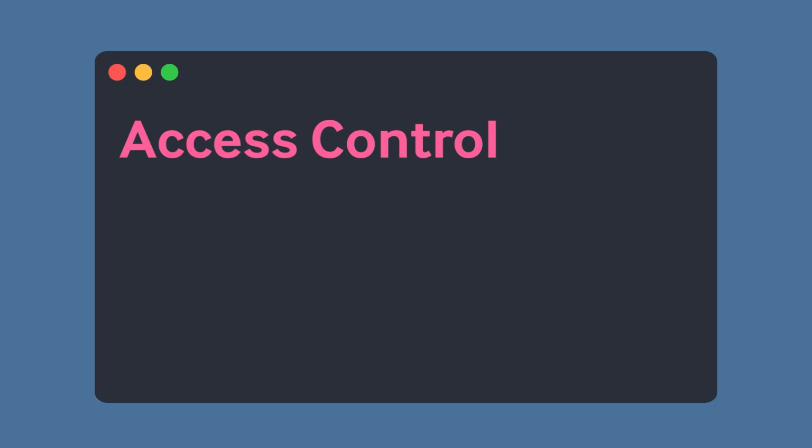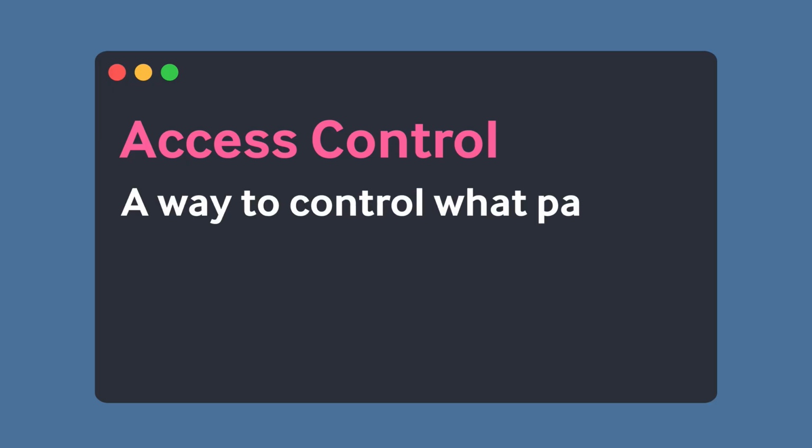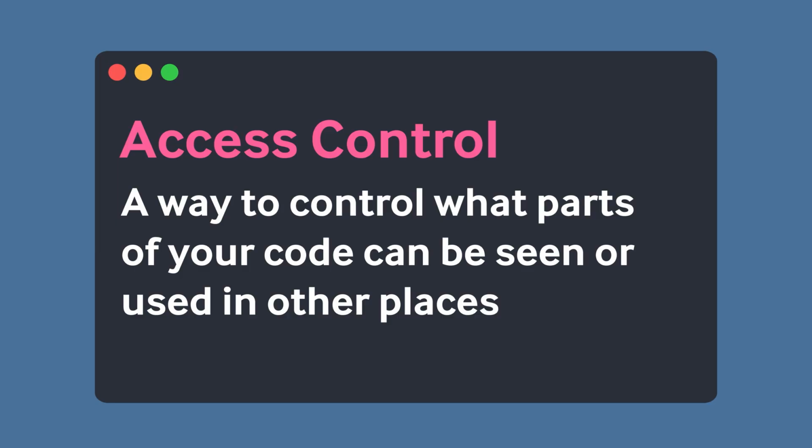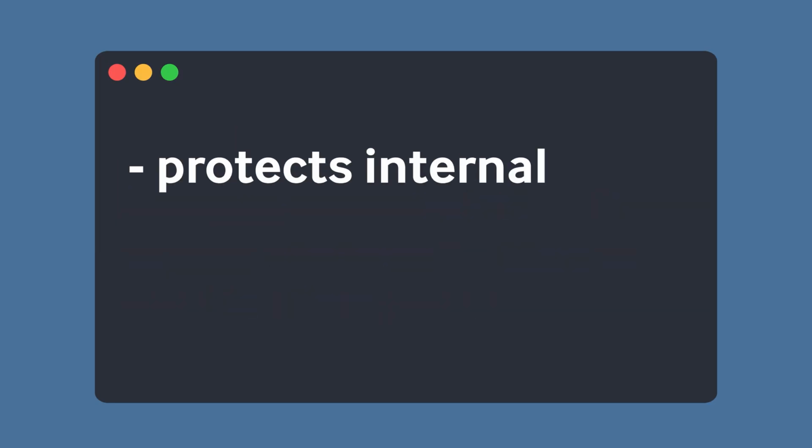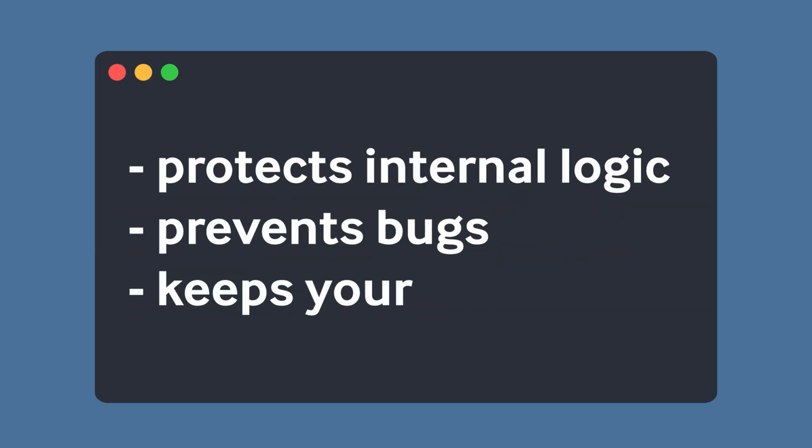In today's video, we're going to go over access control in Swift. What is access control? Access control in Swift is a way to control what parts of your code can be seen or used from other places. It helps protect internal logic, prevent bugs, and keep your code clean.